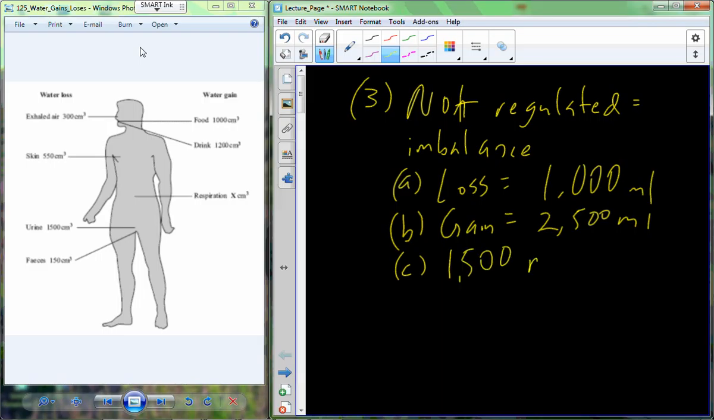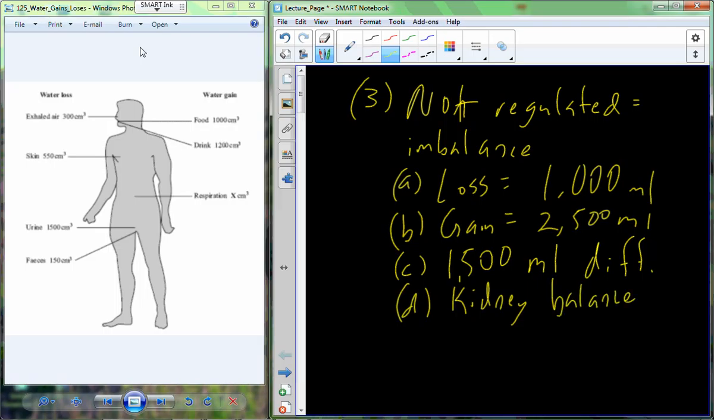And whether or not you remember what I said at the very end of class on Monday, if you don't regulate this and you keep that 1,500 milliliters every day, you're still below 1,500 milliliters, which is kind of not really that far away from the truth. So what do we actually do to balance out that 1,500 milliliters? This is where the urinary system comes in and begins to regulate that difference.